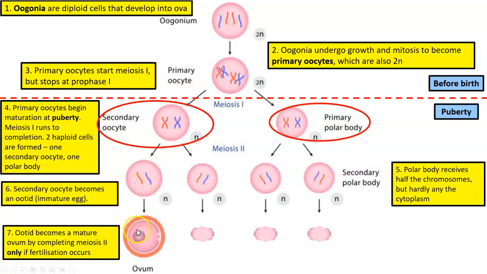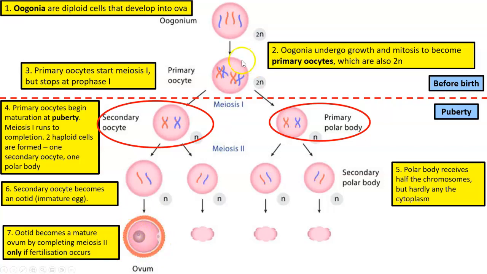Now, the mature ovum only forms when meiosis 2 is finished. Meiosis 2 will only actually complete its full run if this ovum becomes fertilized by a sperm. That might seem a bit odd, but it doesn't need to complete its full meiotic cycle if it's not going to become anything. So it doesn't really need to do that.